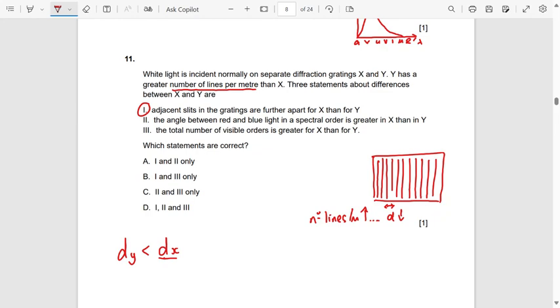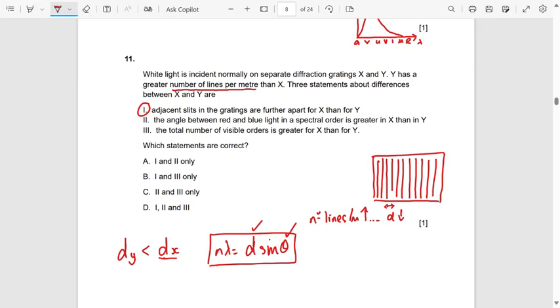The angle between the red and the blue light in the spectral order is greater in X than in Y. So let's go n lambda equals d sine theta. That's the formula that you need to be using. We're looking at the angle, and then we're looking for X and Y, and then we're looking at the effect of d, aren't we? Yes.